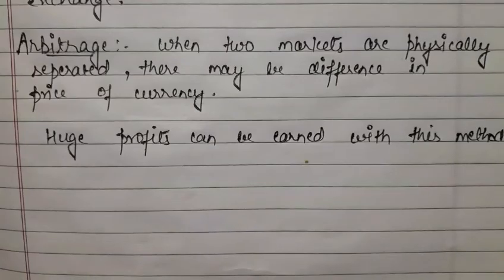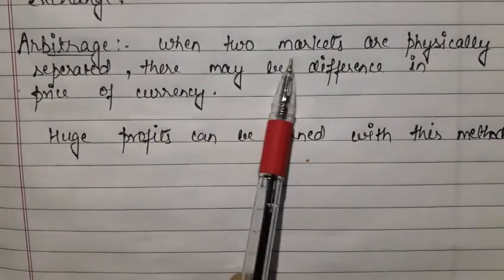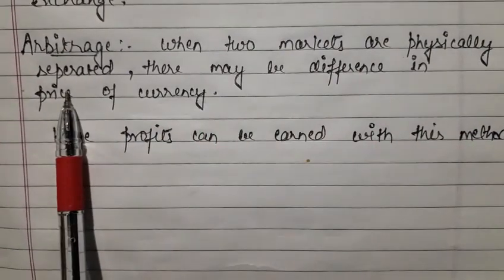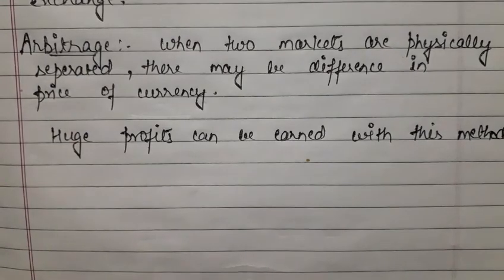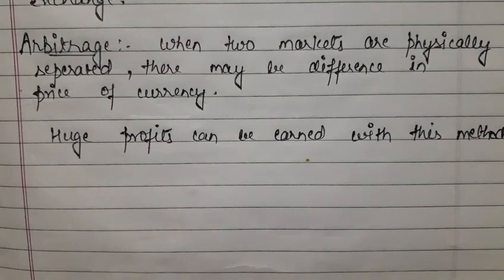Now we have one more topic here, arbitrage. When two markets are physically separated, there is much fluctuation in the foreign exchange rate. So if we go to two markets where the rates of exchange are different, one can purchase the foreign currency at one place and sell the same currency at a different place for a higher amount. This is called arbitrage, and people are earning huge profits from this method.